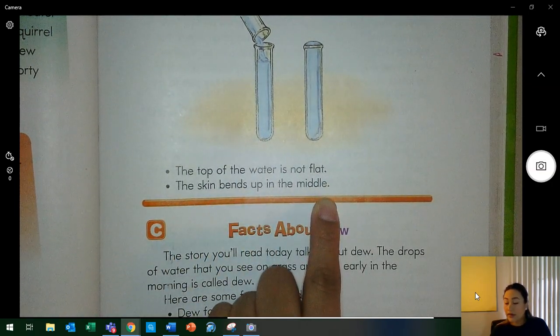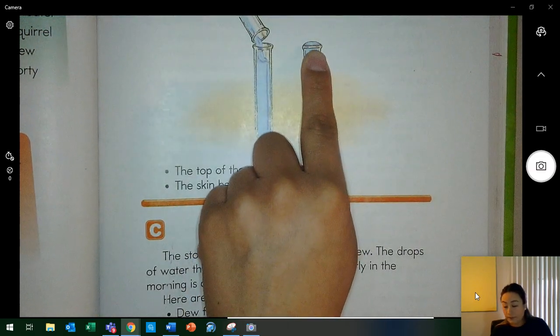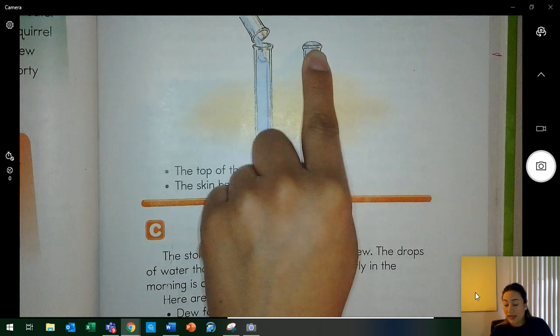Stop right there. The first picture shows somebody filling the tube. The second picture shows the tube filled all the way to the top. Everybody, touch the top of the water in the full tube. Get ready. That's where the skin is.